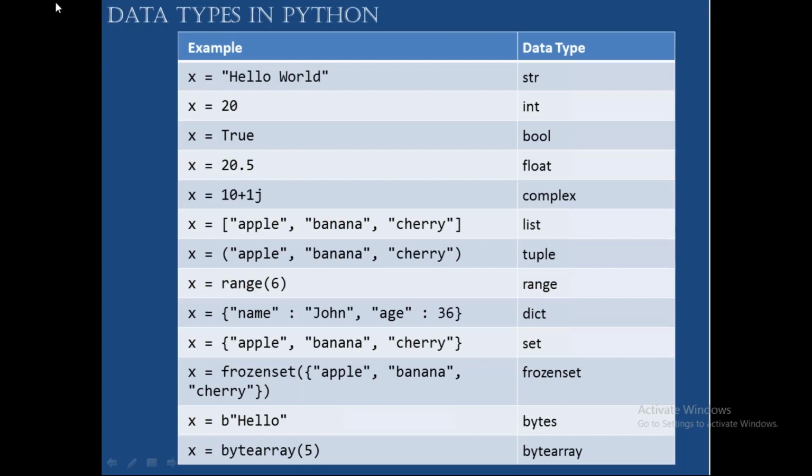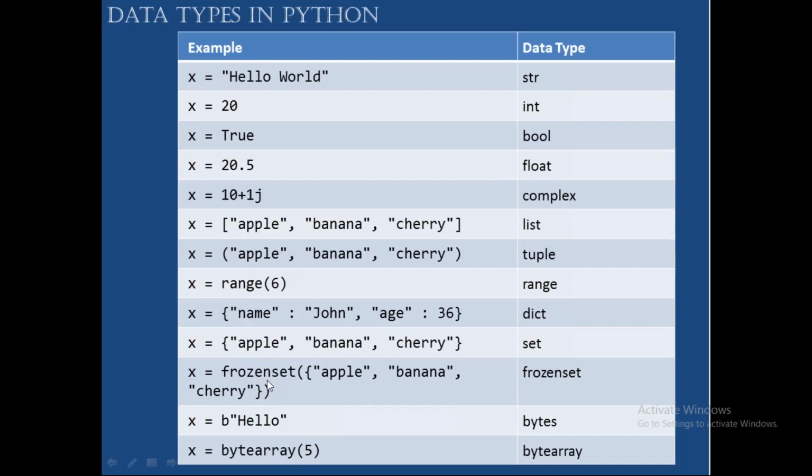Okay, now range of 6. What does range of 6 mean? Range of 6 means I want to generate the data points from 0 to 5. Whatever number you have mentioned, numbers will be generated from 0 to the mentioned value minus 1. See, 0, 1, 2, 3, 4, 5. So 5 is the last value. The reason is you have mentioned 6, and 6 minus 1 is how much? 5. So 5 is the last number.